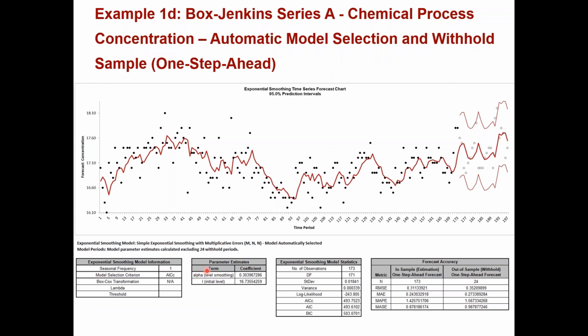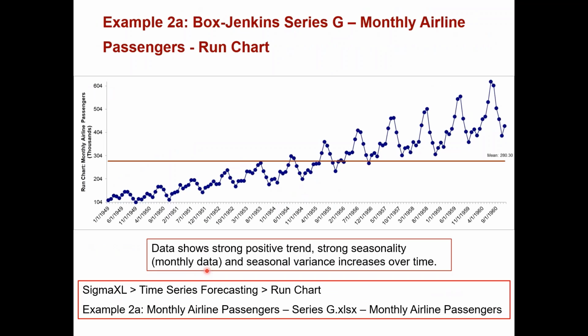So we'll go back to the PowerPoint. And we're ready for our next example. Now we're ready to look at seasonal data. In this example, what we're going to look at is the airline passenger data. It has strong seasonality. This is monthly data, and the seasonal pattern gets larger over time. So it's seasonality that increases over time, and you have a strong positive trend.